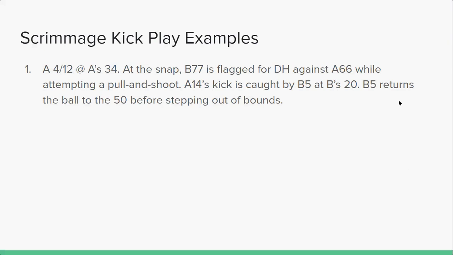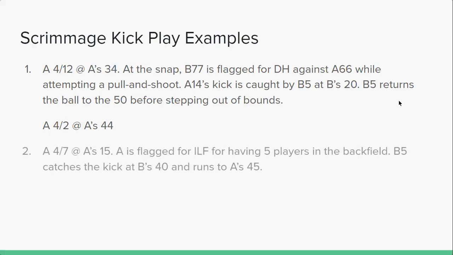A14's kick is caught by B5 at B's 20. B5 returns the ball to the 50 before stepping out of bounds. This is not a post-scrimmage kick foul. Therefore, the only place to enforce the penalty is the previous spot, 10 yards, and a replay of the down because it's not enough to gain the first down.